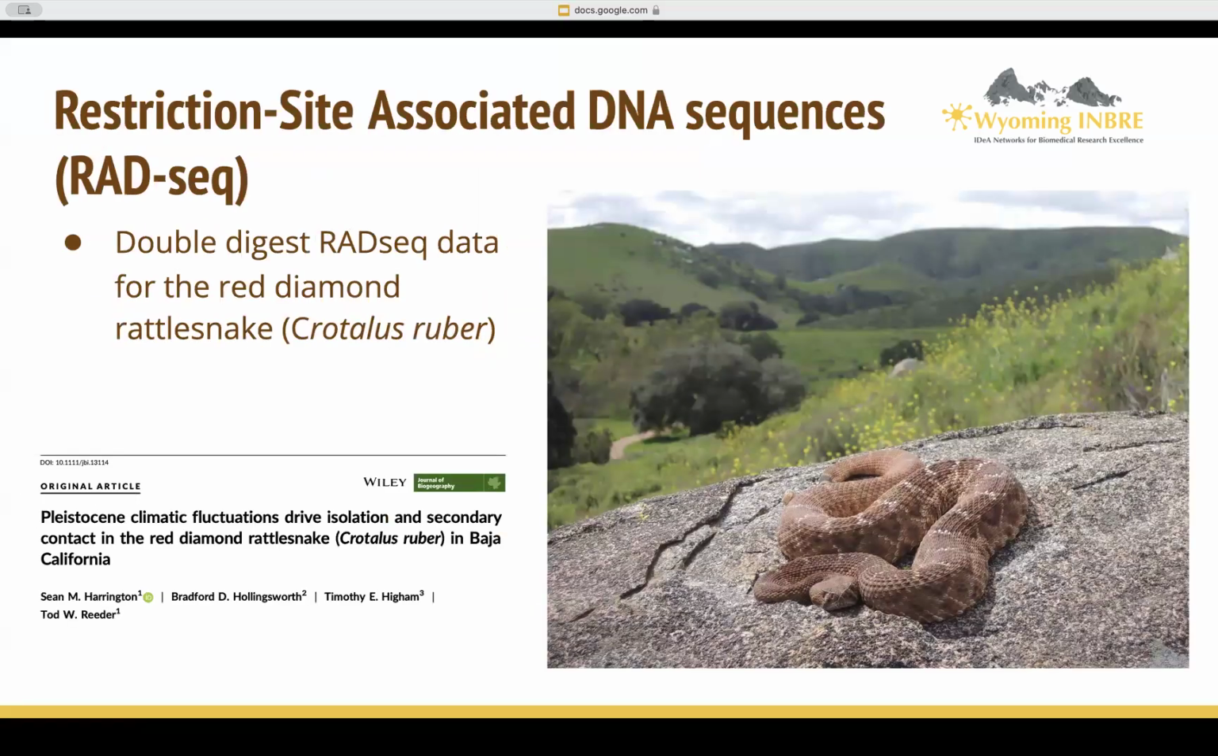For this module, we'll be working with double digest RADseq data collected from the red diamond rattlesnakes. Our goal is to use this data to explore population structure across the Baja California region. This case study provides a great real-world example of how ddRAD data can be applied to investigate genetic variation and population differentiation in a non-model organism with ecological relevance.